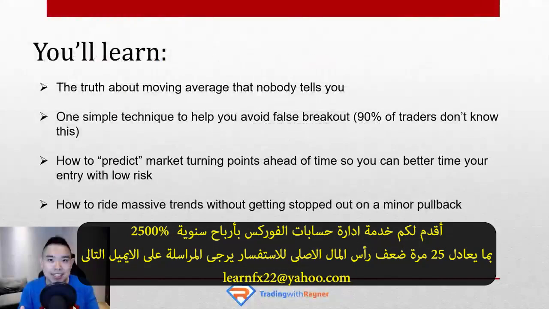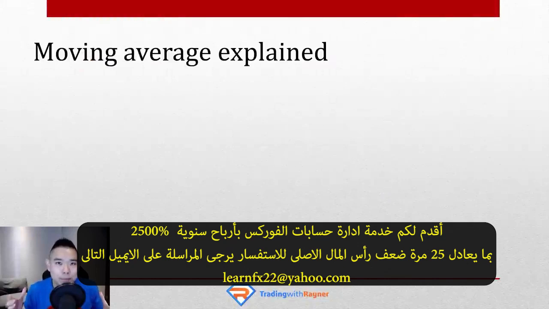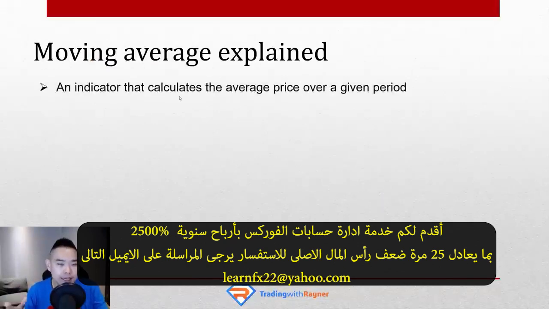Let's get started. Okay, so what is the moving average indicator all about? So let me explain. This is an indicator that calculates the average price over a given period. So for example, if you have a 20-day moving average, it simply calculates the average price over the last 20 days. If you have a 200-day moving average, it simply calculates the average price over the last 200 days.